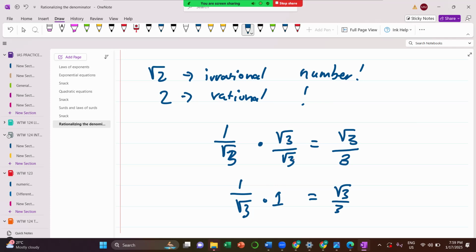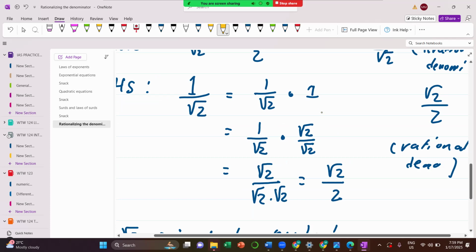Because the purpose of this thing is a 1. This thing is equal to 1. But I'm rewriting my 1 in a way that can allow me to rationalize the denominator. Hence, I didn't leave it at 1. I changed this 1 to that. That's the entire purpose of rationalizing the denominator. Are we all on the same page?